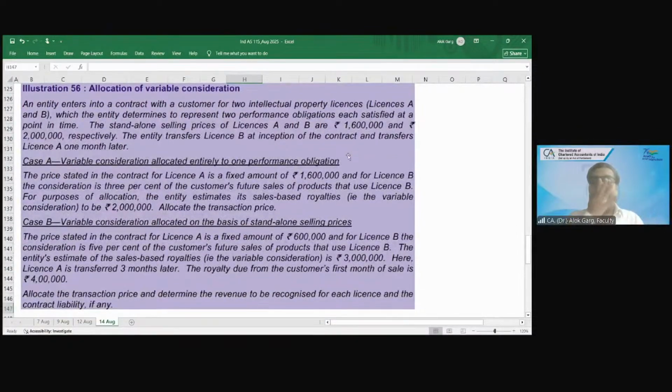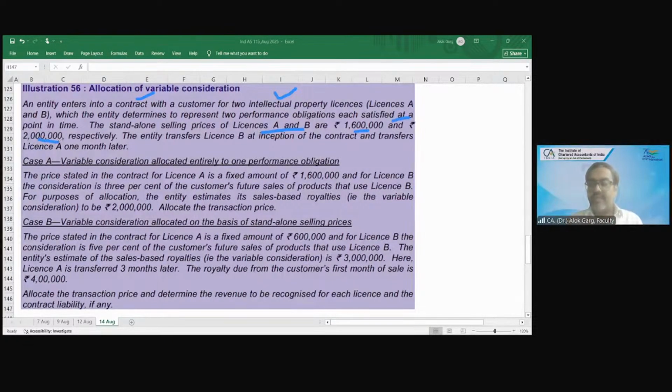Allocation of variable consideration. An entity enters into a contract with a customer for 2 intellectual property licenses, License A and B, which the entity determines to represent 2 performance obligations, each satisfied at a point in time. The standalone selling price of license A and B are 16 lakh and 20 lakh respectively.